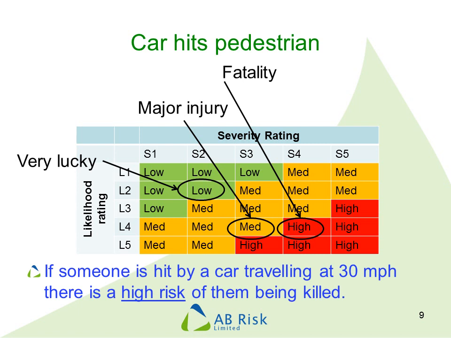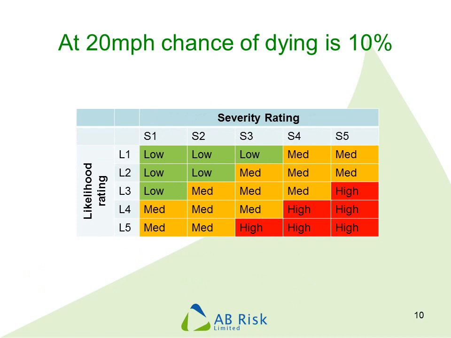What we conclude from that is someone hit by a car travelling at 30 miles an hour, there is a high risk of them being killed. That's what our matrix says, and I think that most people would accept that. What are we going to do about it? Well, we know that at 20 miles an hour, the chance of dying is reduced to 10%. So if we put that into our matrix, the fatality risk is reduced.